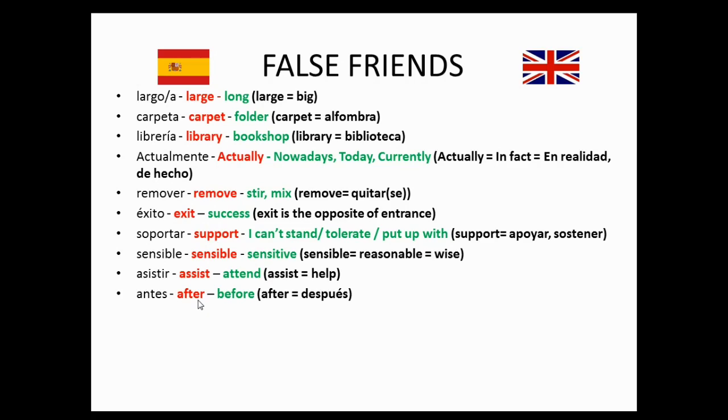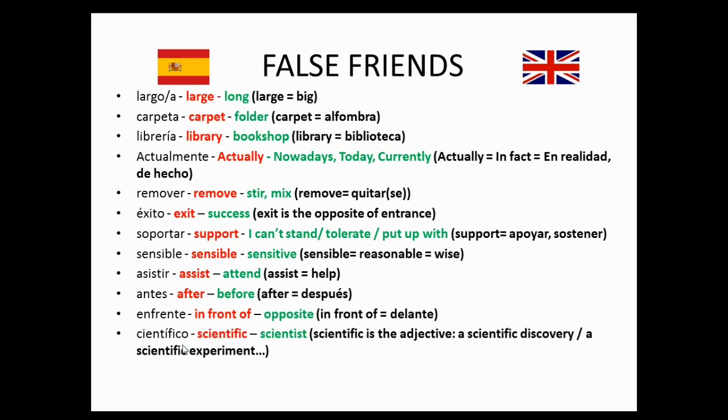Antes is similar to after, but no, antes is before. After is después. Enfrente is not in front of. Enfrente is opposite in English, and in front of is delante. Scientific is the adjective, not the person. A scientific discovery, scientific experiment. The person is a scientist. Be careful with the pronunciation.